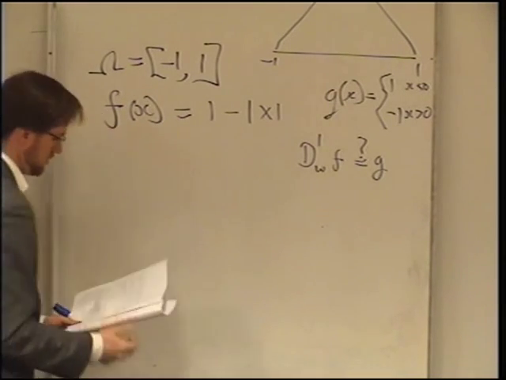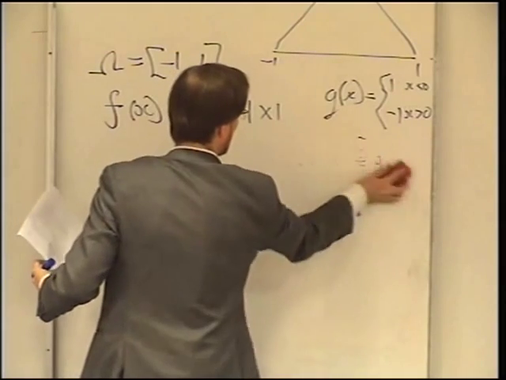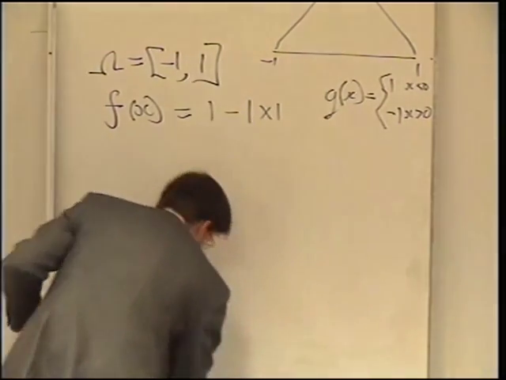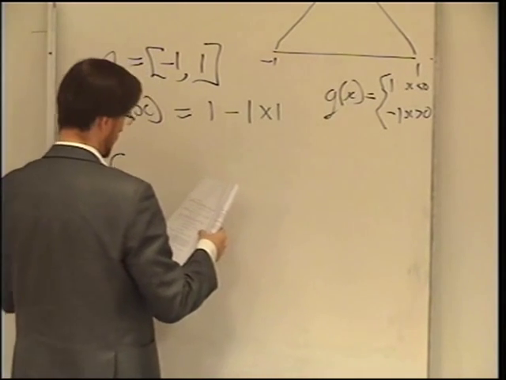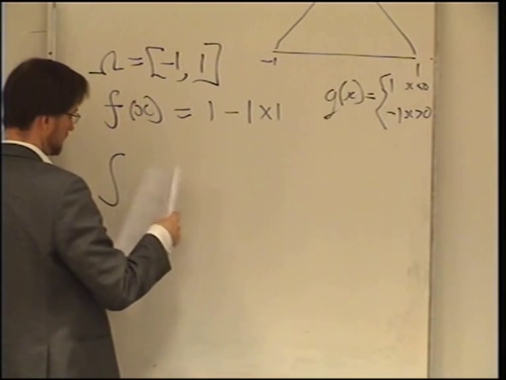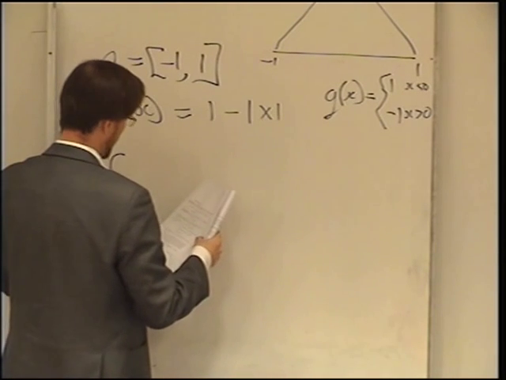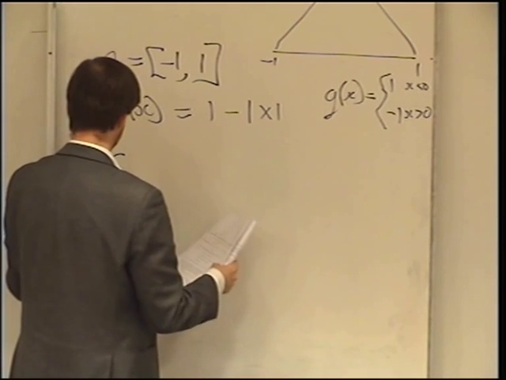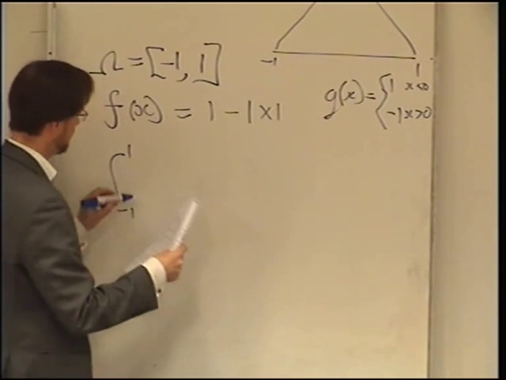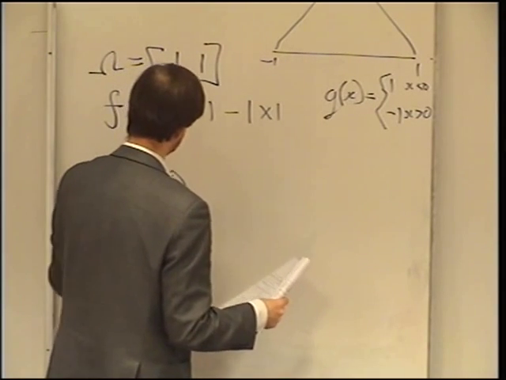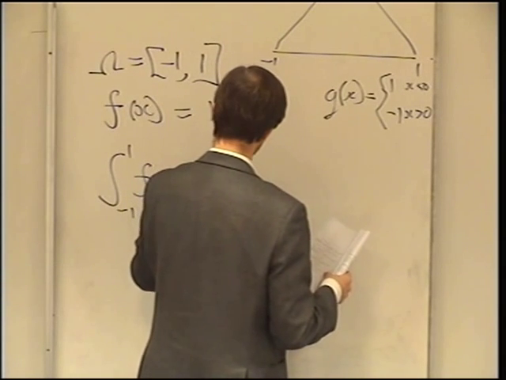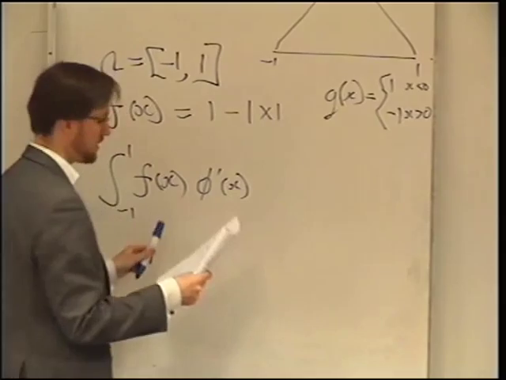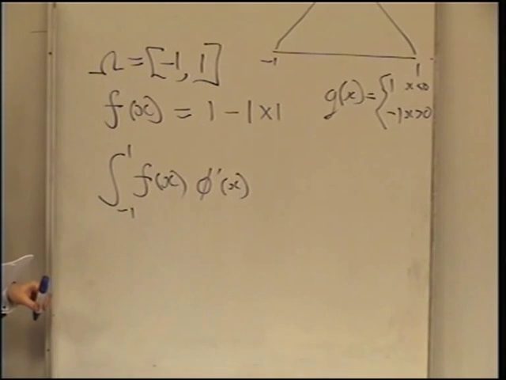So, what do we have to show in order for that claim to be true? We have to show that the integral, strictly minus, but we'll put that in later, from -1 to 1, so the integral over the domain of f of x phi prime, is going to be equal to the integral of g of x times phi of x with a minus sign out the front.